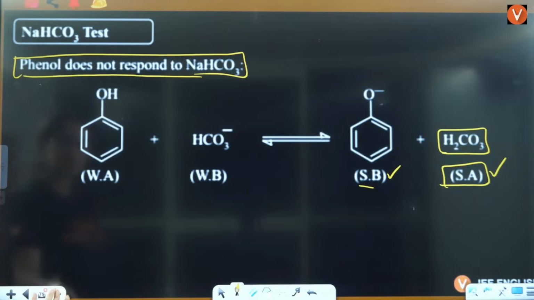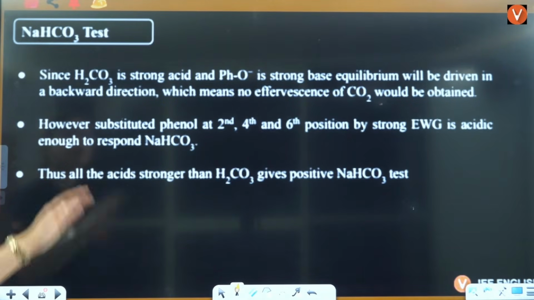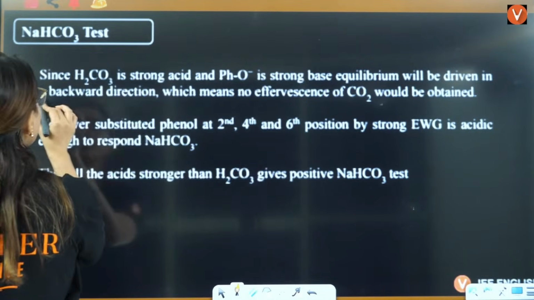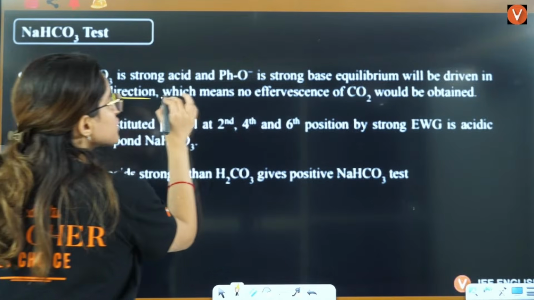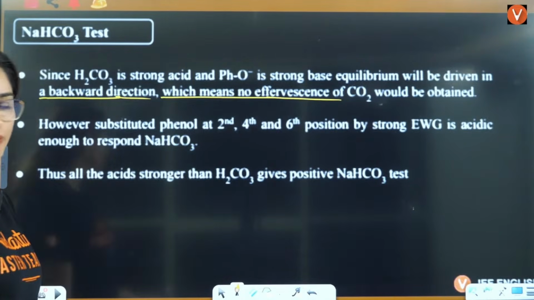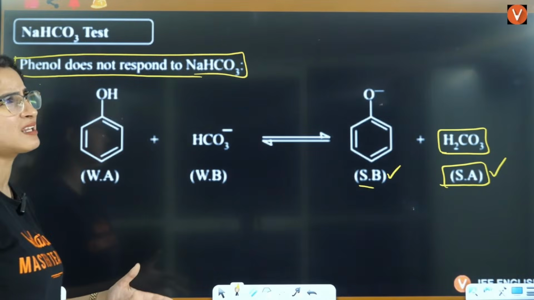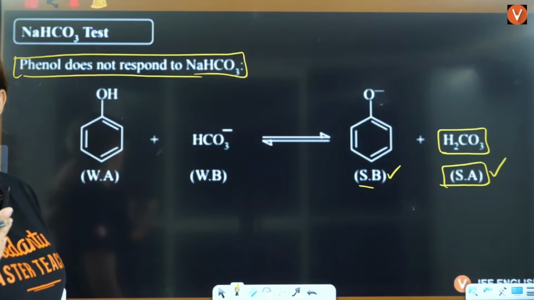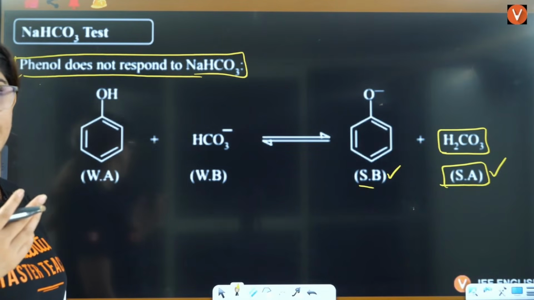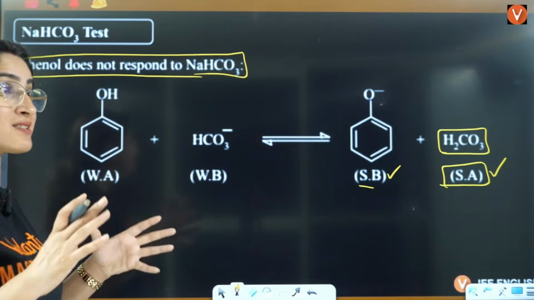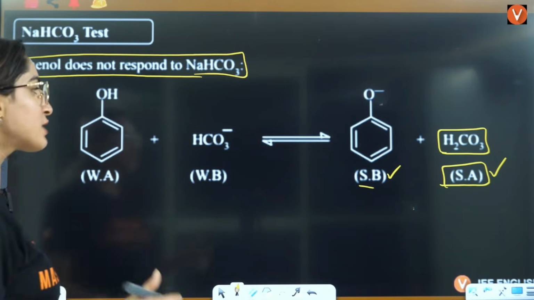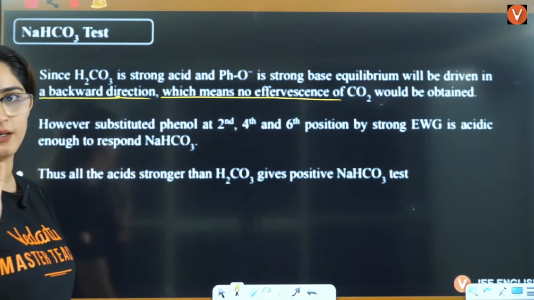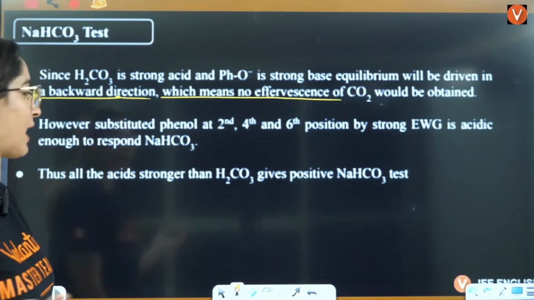Now since H2CO3 is the stronger acid here and the phenoxide is the strong base, the equilibrium will be driven in the backward direction, which means no effervescence of CO2 will be obtained. If you remember, I told you this in the case of acidity and basicity as well, that a reaction always proceeds towards the weak acid and weak base, not the strong ones. So this reaction will occur backwards. That is the reason phenol will not react with NaHCO3.